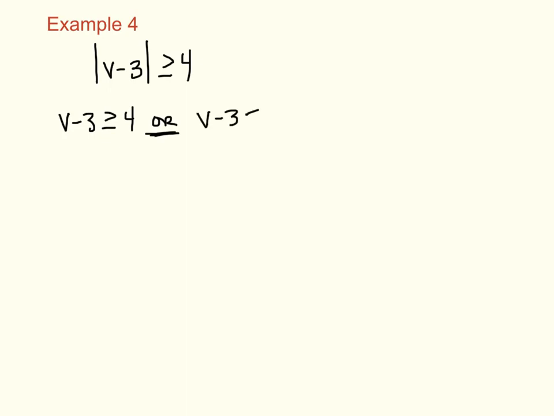So example number 4. Solve the absolute value of v minus 3 is greater than or equal to 4. So you could write that as v minus 3 is greater than or equal to 4, or, and make sure you have that or, if you don't, it's incomplete, v minus 3 is less than or equal to negative 4. We flip the inequality. And now you solve both of these. v is going to be greater than or equal to 7, or v is going to be less than or equal to negative 1.